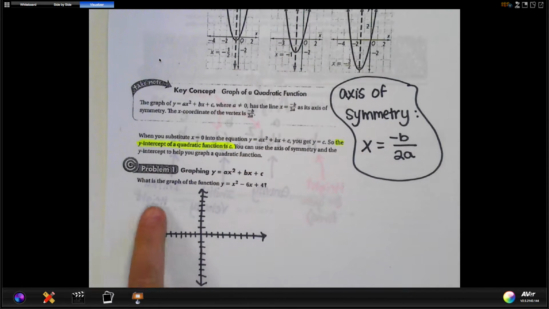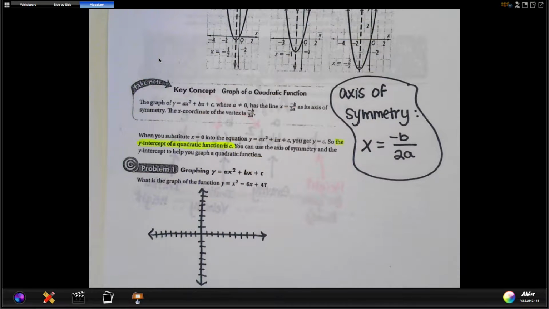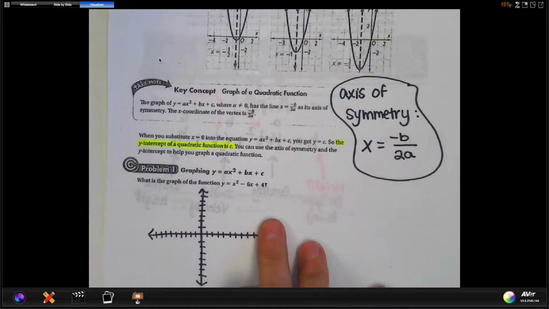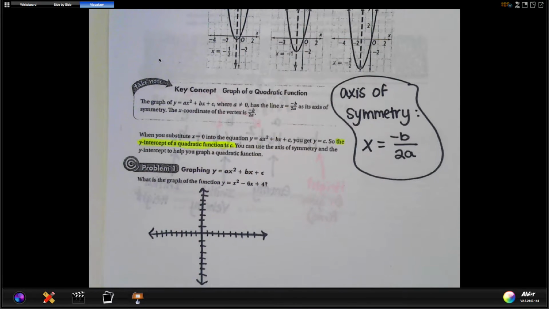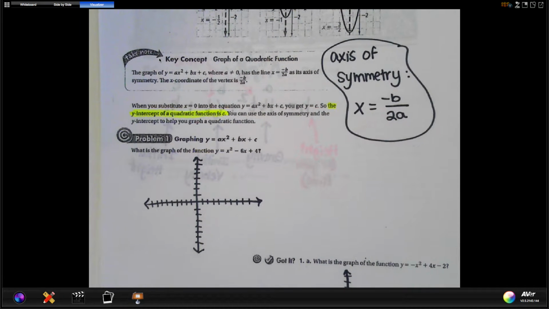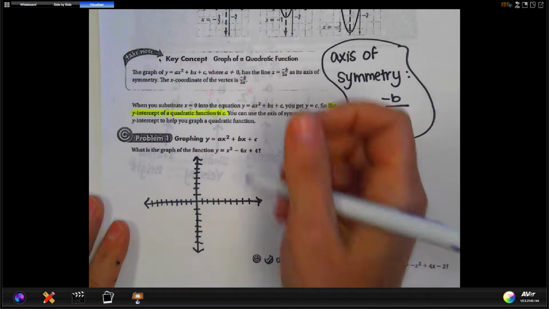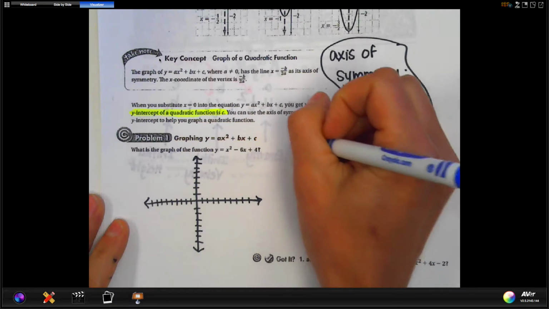All right, so what is the graph of the function y equals x squared minus 6x plus 4? So what we want to start with, if we don't have our graphing calculator, is the axis of symmetry. So where is that fold line going to be? So what we're going to do is use the formula. So negative b, right? So in fact, let's list them out.